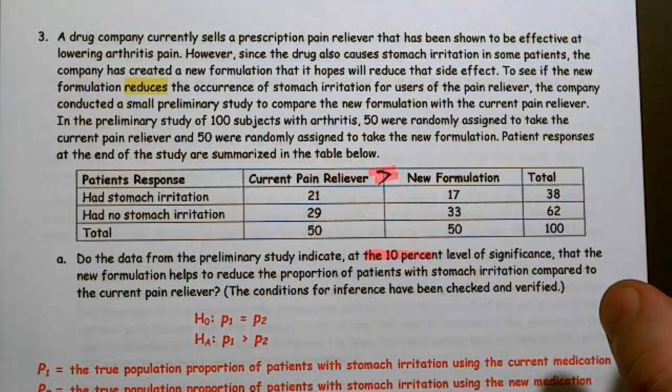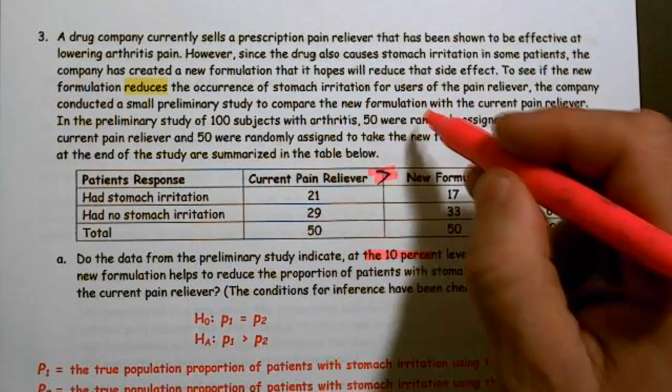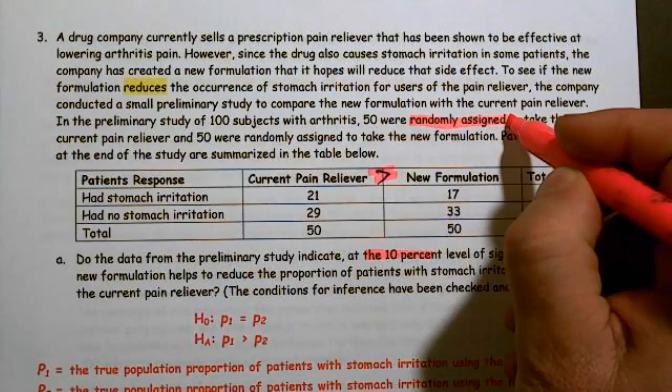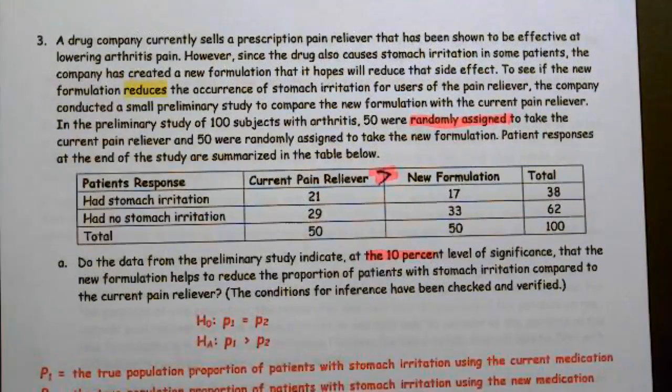To see if the new formula reduces the occurrence of stomach irritation to users of the pain reliever, the company conducted a small preliminary study to compare a new formulation with the current. In the preliminary study, 100 subjects with arthritis were randomly assigned. This is important. So this is actually an experiment. We always need to make sure we say random assignment. 50 were assigned to take the current pain reliever, and 50 were assigned to take the new formulation. Patient responses at the end of the study are summarized below.